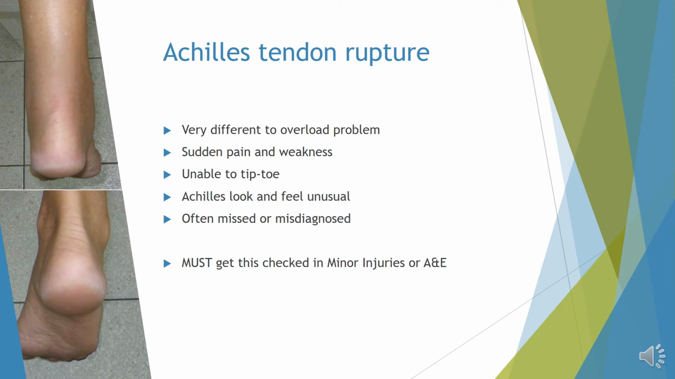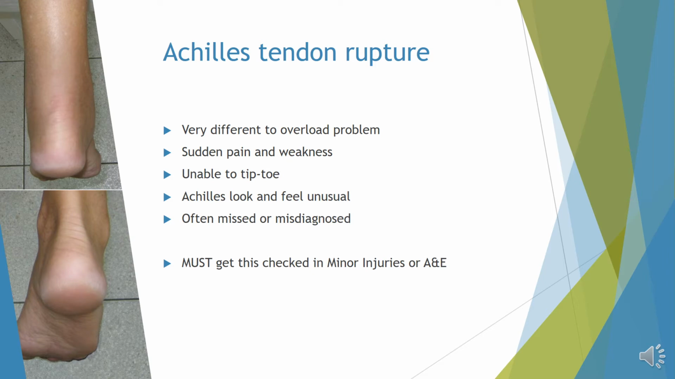So very swollen, they've lost that normal structure of the Achilles tendon. There's a lot of weakness reported by people, so the inability to go up on tiptoes. And if you think, if the calf muscle attaches to the heel through the Achilles tendon, if for whatever reason that's snapped or ruptured, when that calf muscle pulls, it just doesn't have any effect on the heel, so you don't lift up on tiptoes. I said the Achilles will look and feel very unusual.